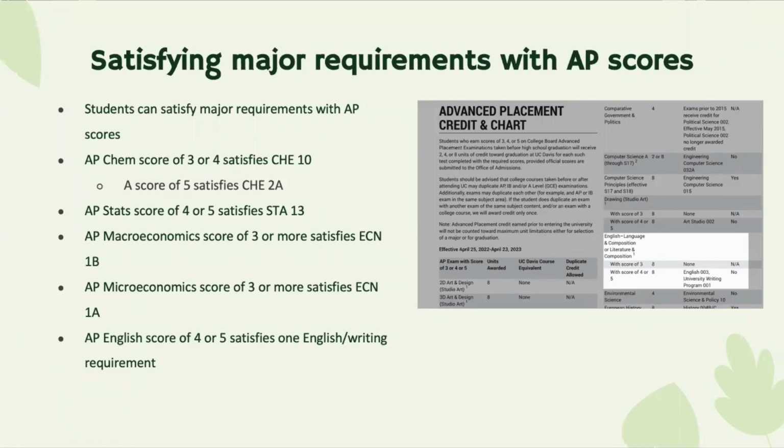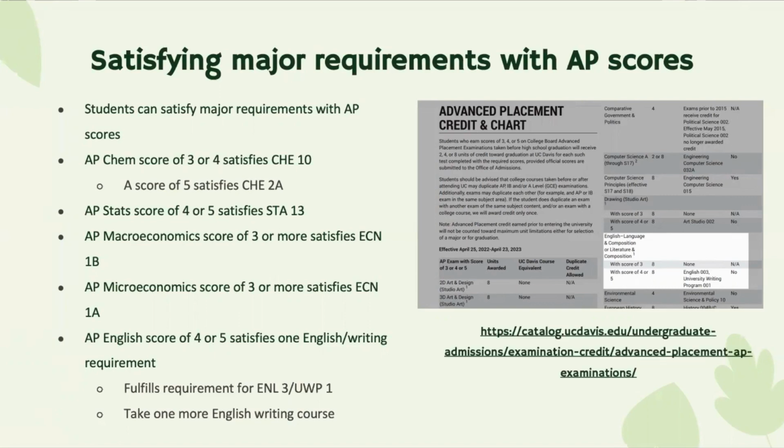Lastly, a score of 4 or 5 on an AP English exam can satisfy one of the lower division English writing requirements. For example, if a student receives a 4 or 5, then that score fulfills the requirement for ENL 3 and UWP 1. However, it only satisfies one lower division course. This means that the student still has to take one more English writing course that is not ENL 3 or UWP 1 to fully satisfy the English writing requirement.